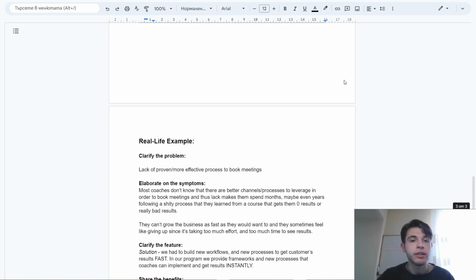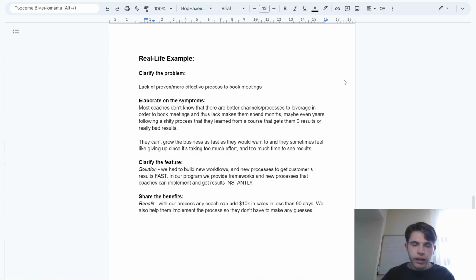And now you might still have some concerns or questions, so let me give you a real-life example so you can understand this better. Here's the example. The first step, as you remember, was clarify the problem. The problem might be lack of a proven or effective process to book meetings. Let's elaborate the symptoms. Most coaches don't know that there are better channels and processes to leverage in order to book sales calls.